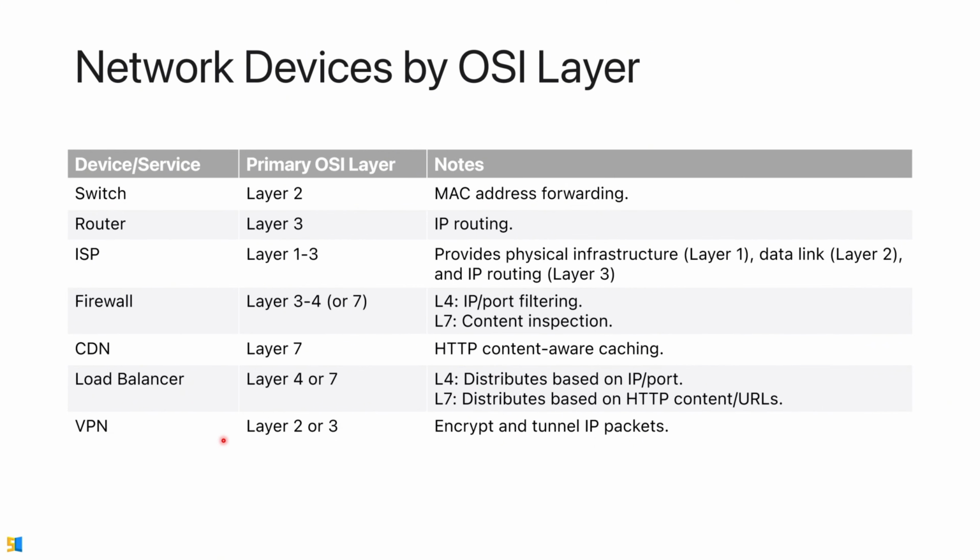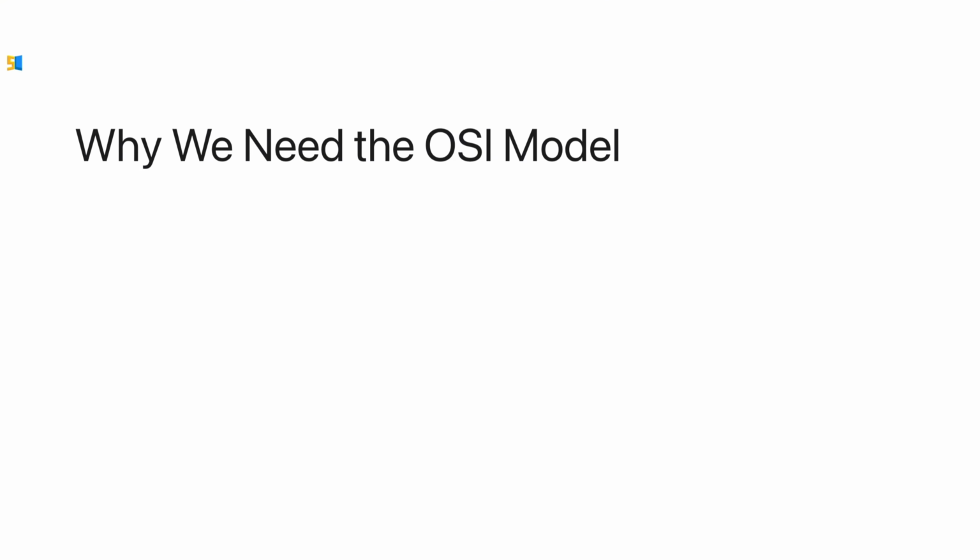How about VPN? Most VPNs work in layer 3 or layer 2, mostly in layer 3. What it does is it will encrypt our IP packet, which is in layer 3, and then tunnel it with their IP packet. So that is the network devices by OSI layer.